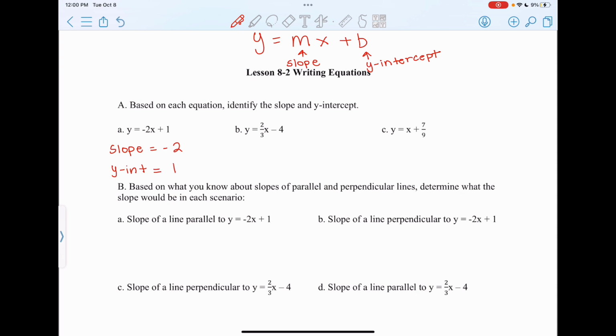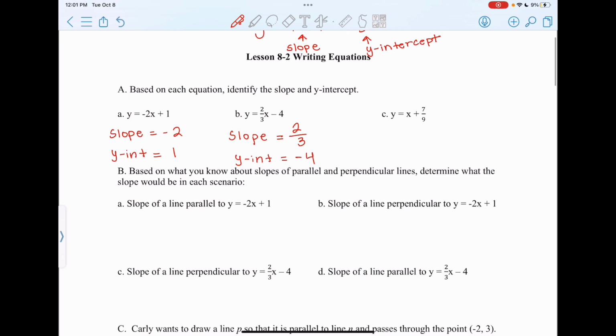For question B, I have y equals 2/3 x minus 4. So my slope is 2/3 because that's what's in front of the x. And the y-intercept is negative 4 because that's the constant. And then lastly, part C, I have y equals x plus 7 over 9. Since nothing's in front of the x, remember we can always put an imaginary 1 in front of x, and so my slope is 1, and the y-intercept is 7 over 9.